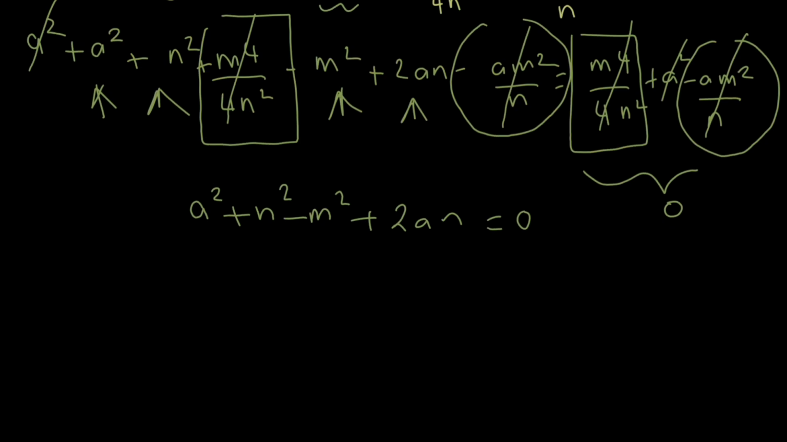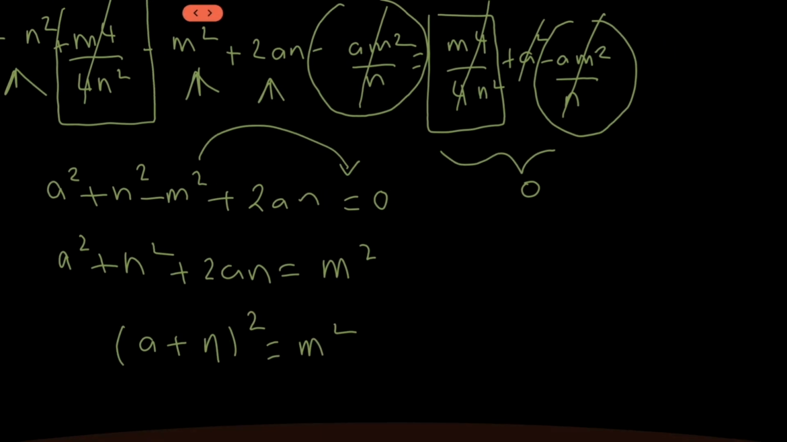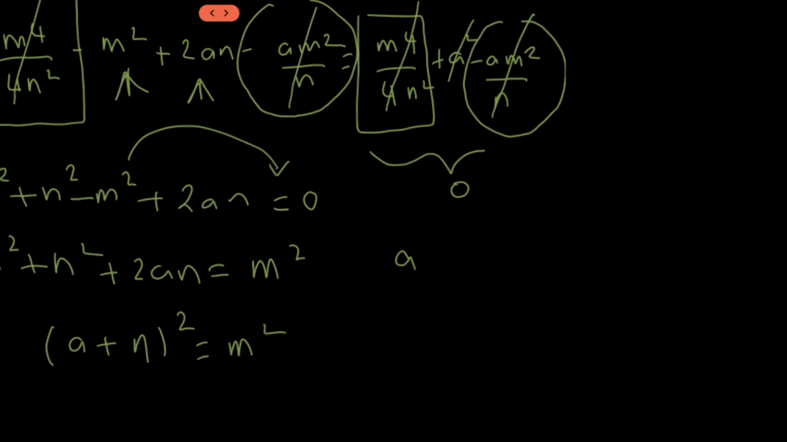Now I will simply shift the negative m square from the left hand side to the right hand side. So on the left hand side we will have a square plus n square plus 2an, and this thing is equal to m square. Okay, now carefully see that on the left hand side we have the identity a square plus b square plus 2ab. So this can be written as (a plus n), the complete square, and that is m square. From both sides we can just take the square root, so we will get a plus n equals plus or minus m.